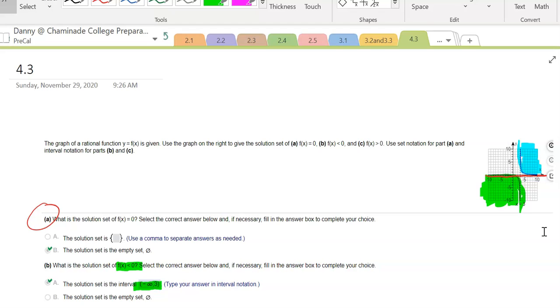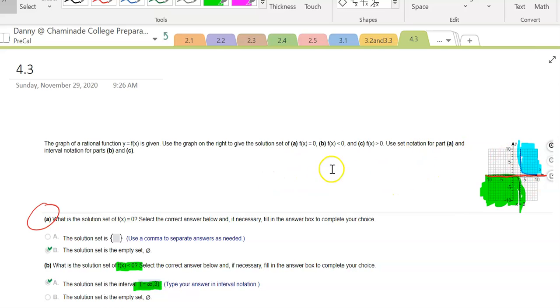Let's go, people. Analyzing some functions here. As you can see in these first couple problems, we are looking at where the function is equal to 0, or some people would say that is the x-intercept. So where does it cross the x-axis? Where f of x is less than 0, or where is it below the x-axis? And then where the function f of x is greater than 0, where is it above the x-axis? And we're just looking at those intervals.